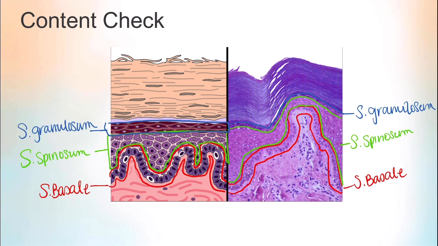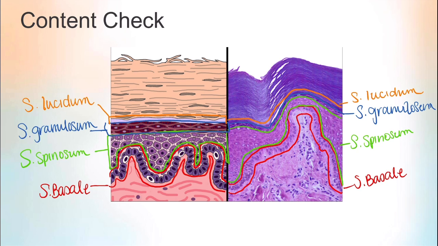So remember, our lucidum is only present in our thick skin. So it is that one that is kind of the odd one out. It's this light purple portion here. So we'll do this. And then in our image, it's going to be that very thin purple layer that's going to exist right above the cells of the granulosum. They're kind of difficult to see with the drawing with the pen on them. So we'll do that as stratum lucidum.